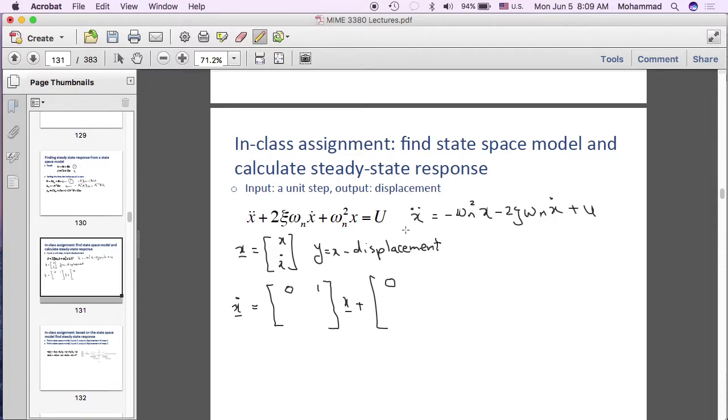For the second row, we are essentially saying what x double dot is in terms of x and x dot. So minus omega n squared is multiplied by x, minus 2 zeta omega n is multiplied by x dot, and 1 is multiplied by u. So we have matrices A and B, and to basically say y is equal to x, 1, 0 needs to be multiplied by x plus 0 times u. So our D is equal to 0.